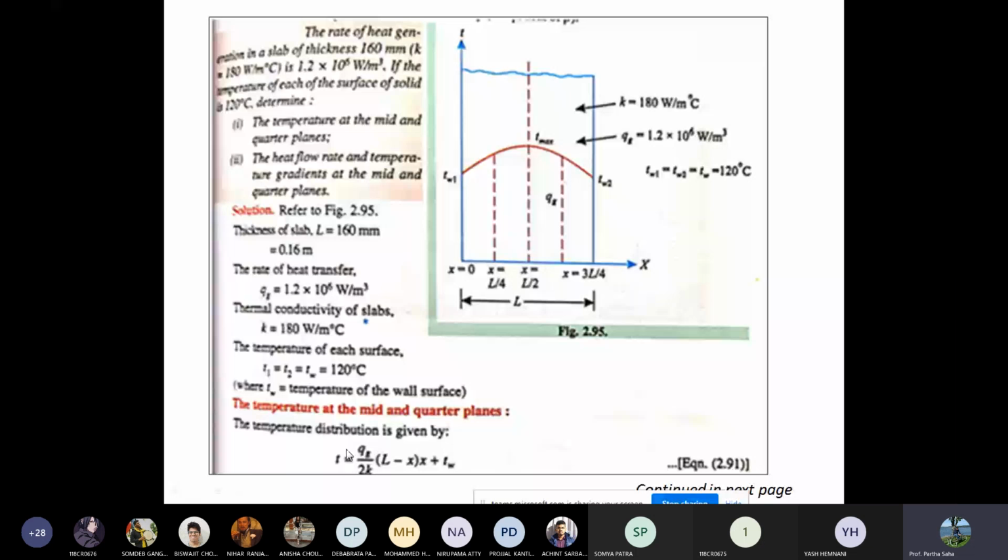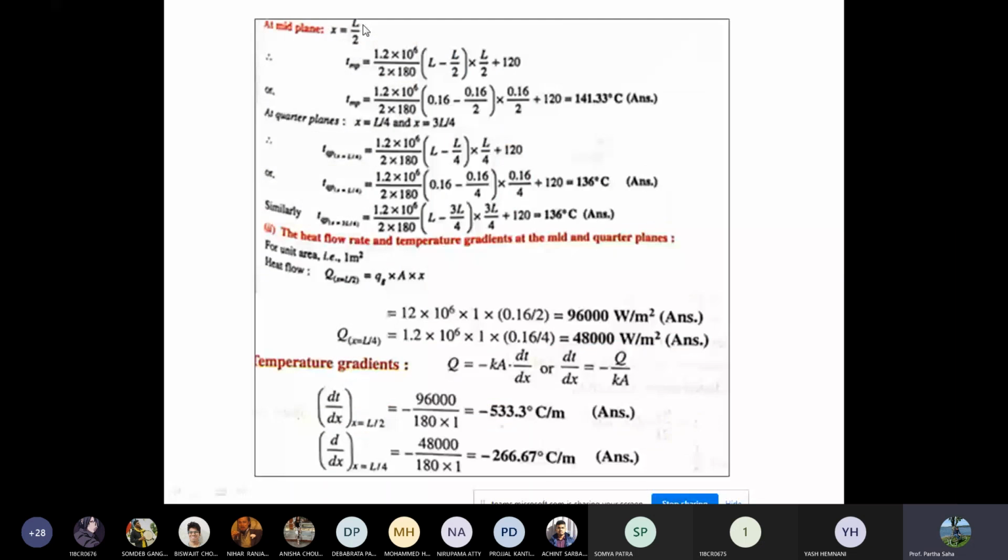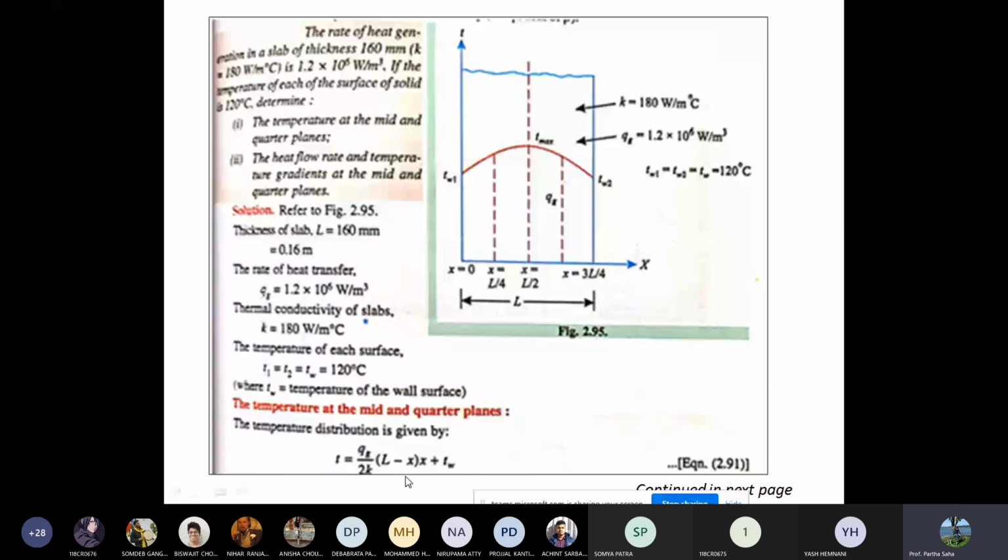So at the midplane, x will be L by 2. Midplane temperature will be, you just put the value x equal to L by 2, and then you solve for it, you get 141.33. At the quarter planes, x will be L by 4 and 3L by 4. So at x equal to L by 4, you get 136. Similarly, at x equal to 3L by 4, you will get 136. Very simple. You just need to use this equation and substitute different values of x: L by 2, L by 4 and 3L by 4.